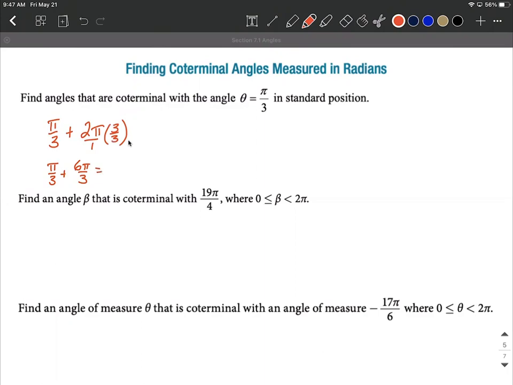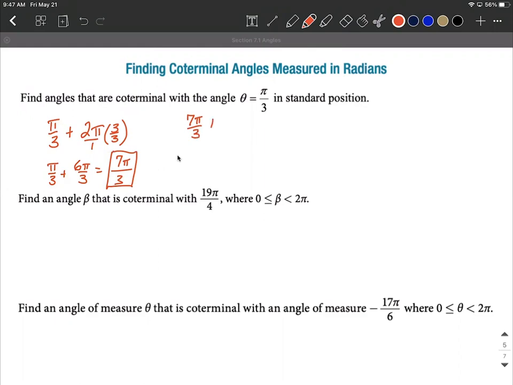And now with that common denominator, you're going to keep the common denominator and add our numerators. So you have 1 pi plus 6 more pi's makes 7 pi's. That's going to be a coterminal angle to our pi over 3. Now we could find additional coterminal angles by repeating the same process. So we could start with 7 pi over 3, the one we just found.